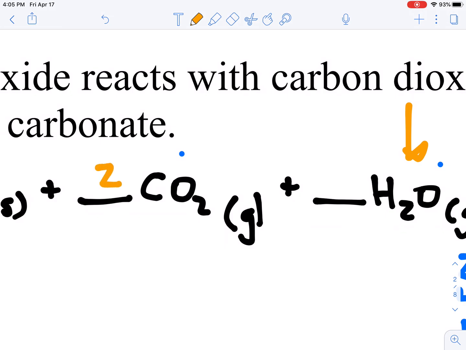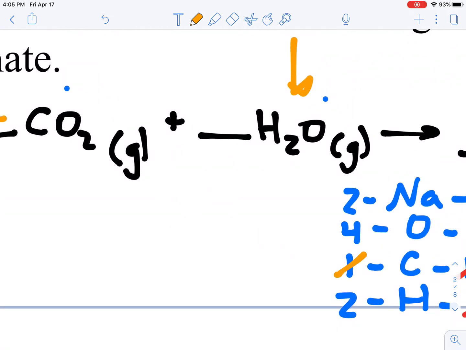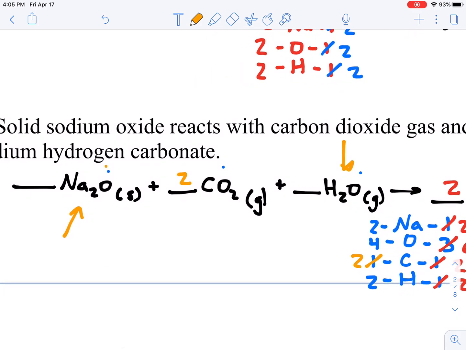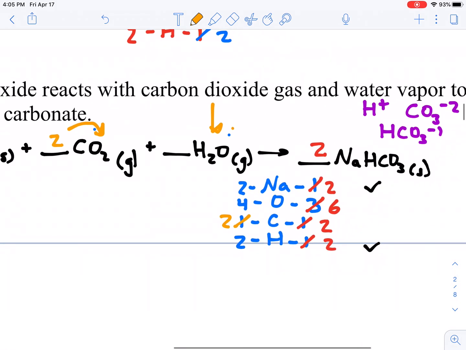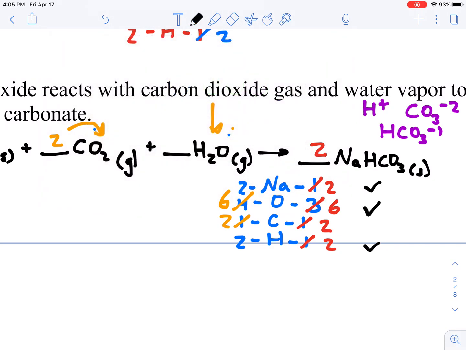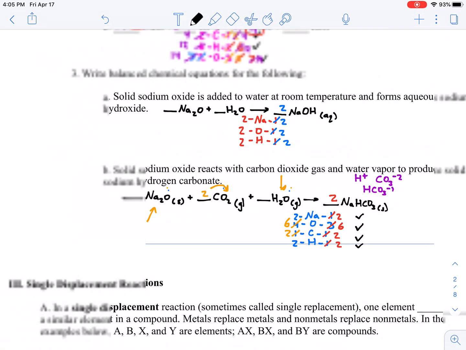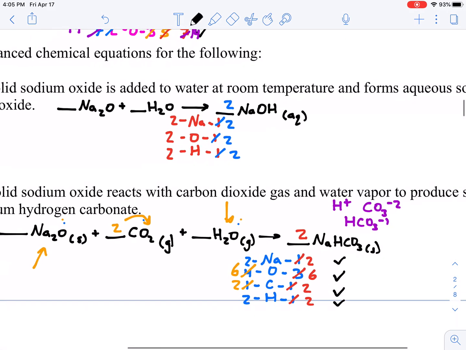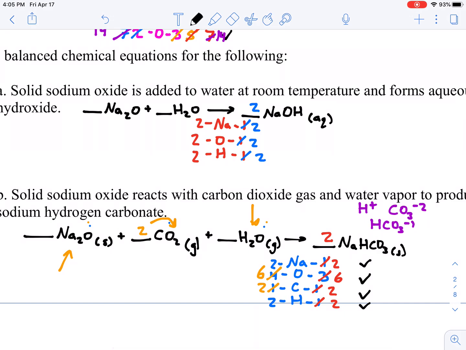So if I put a 2 here, I now have my 2 carbons on the left, but it also changed the oxygens. I still have this 1, plus 2 times 2 is 4. So 1 plus 4 is 5, plus this one is 6. I now have 6 oxygens, and bingo, that 1 coefficient changed both of those, and we're now good to go. Again, if you want to fill in coefficients for Na2O and H2O as 1s, feel free, but you don't have to. You can just leave those blank, and that means that there is 1 of each of those.